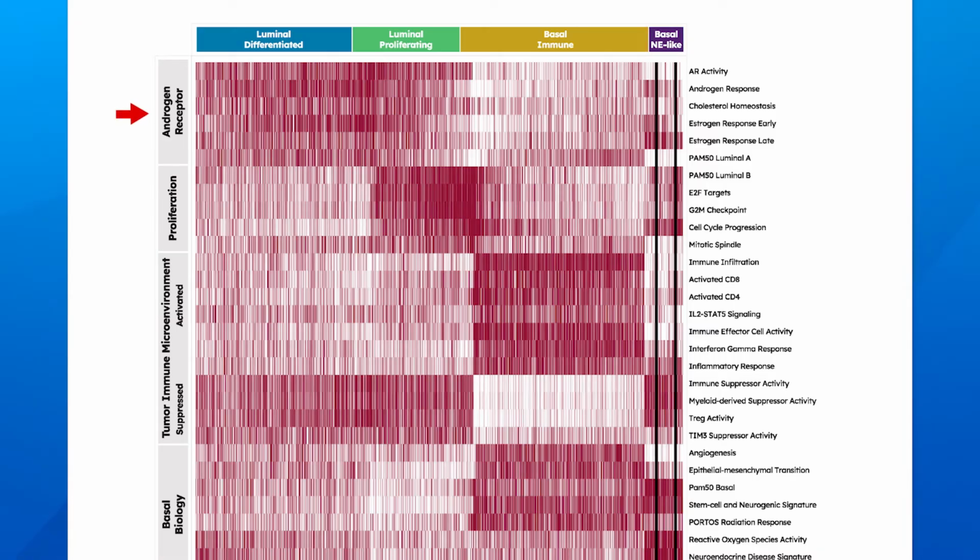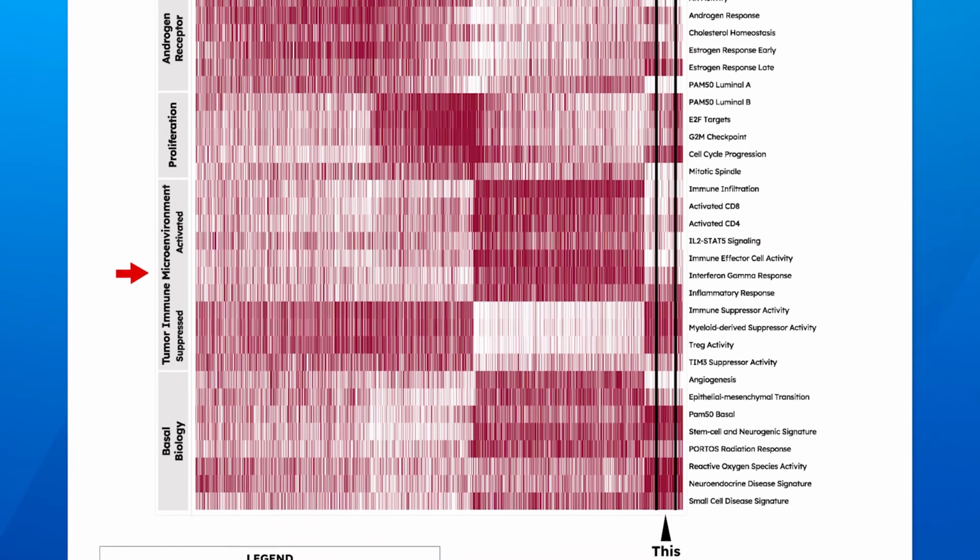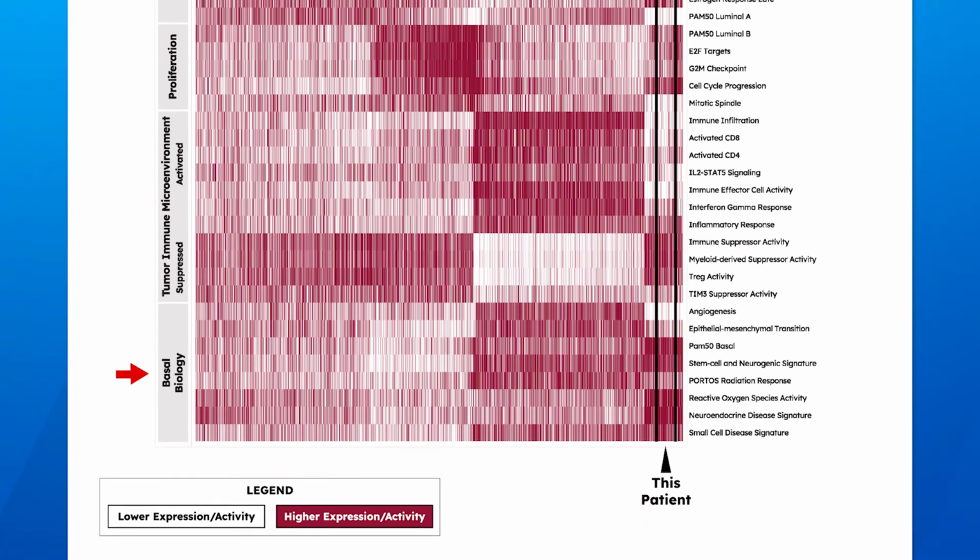On the left side, as we talked about previously, are the hallmarks of prostate cancer or the different biological groups. Is this tumor more androgen-driven? What is their androgen receptor activity? Is it more or less proliferative? What does the tumor microenvironment look like, particularly in regards to the immune system? Is it an immune suppressed environment or immune activated environment? And finally, is this tumor more basal or more luminal-like?